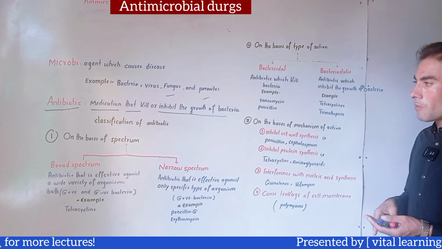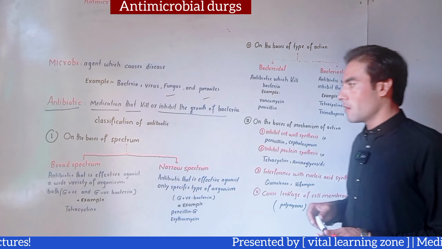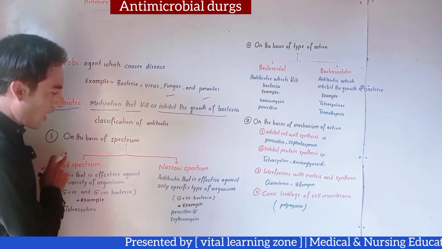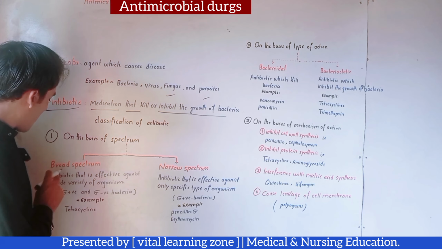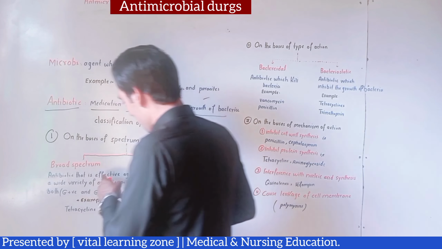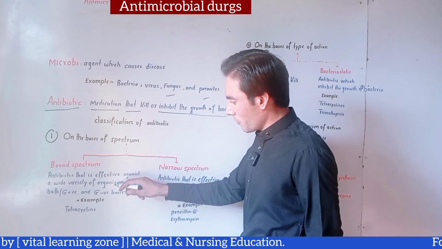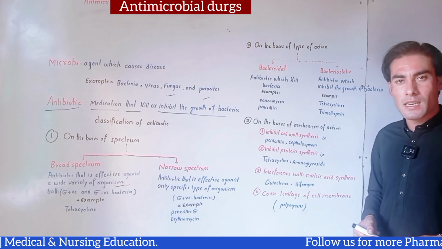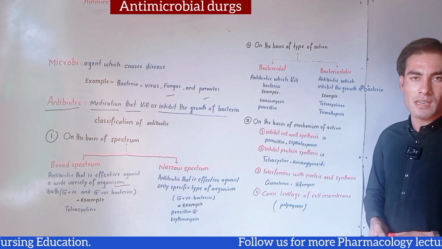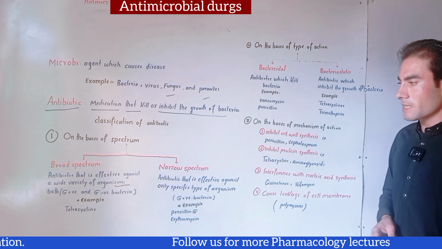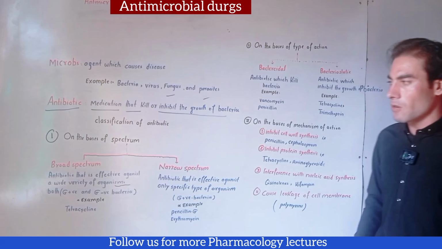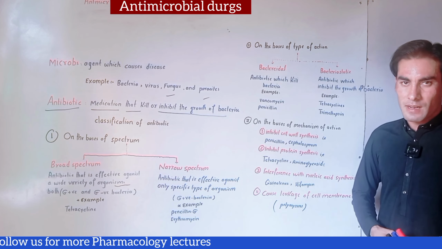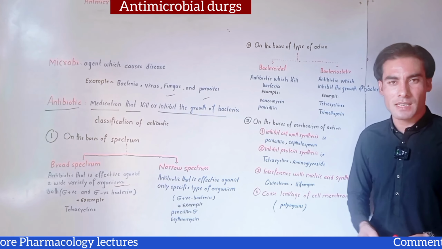So let's come to the first classification, on the basis of spectrum. So broad spectrum and narrow spectrum. Broad spectrum antibiotics are effective against a wide variety of organisms. Meaning those antibiotics which kill both gram positive and gram negative bacteria. For example, tetracycline.